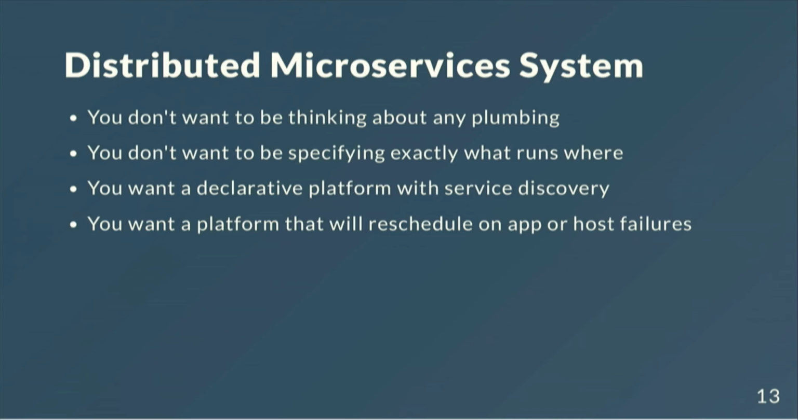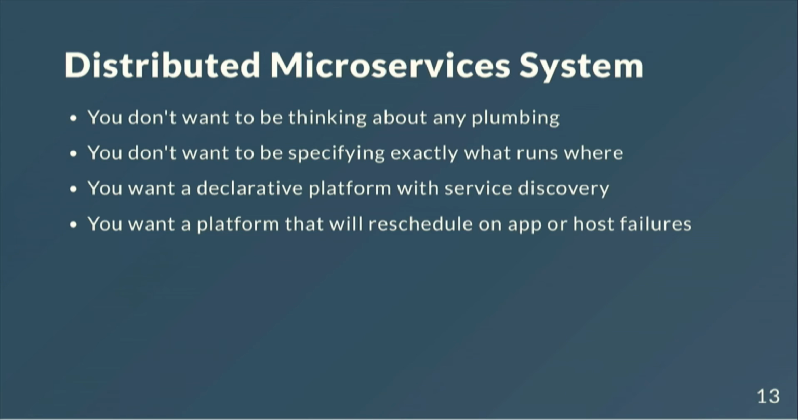Okay, so you don't want to be thinking in any way about plumbing. You don't want to be adding iptables rules for particular ports. You don't want to be adding AWS EC2 security groups for certain services. You don't want to get to this kind of level. It's too much because you have too many services. You don't want to be specifying exactly what runs where, because again, there are too many.